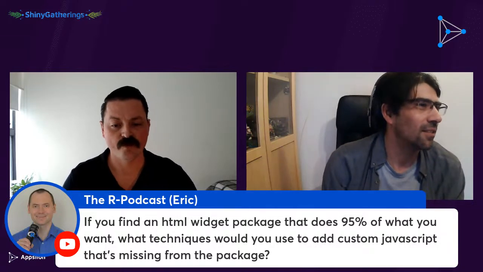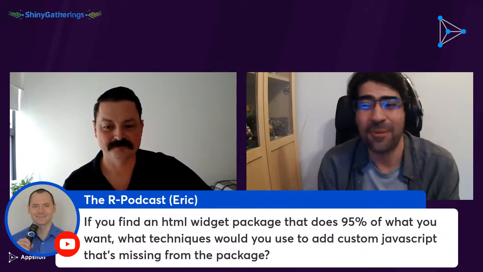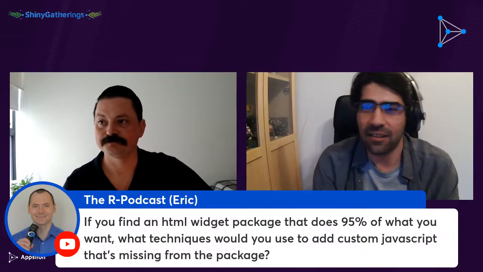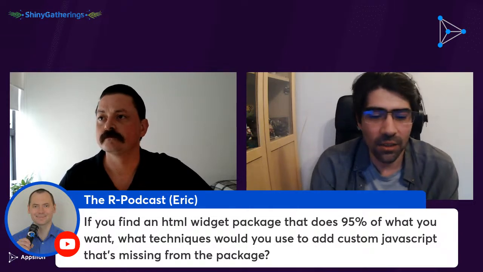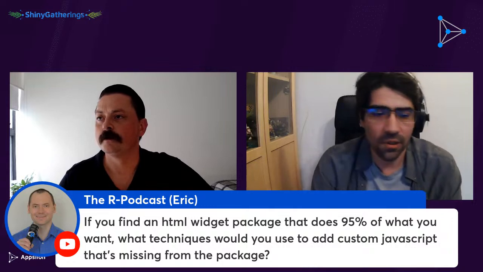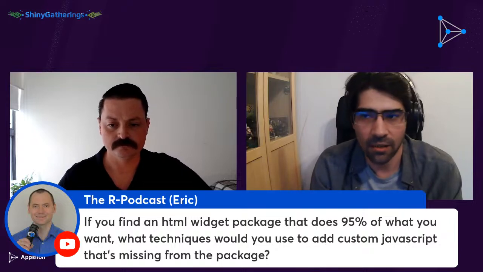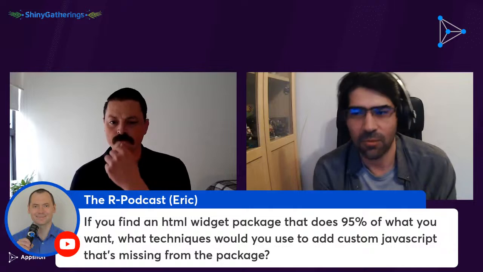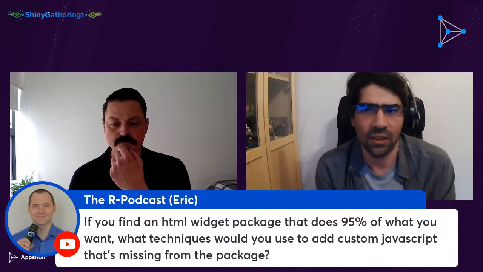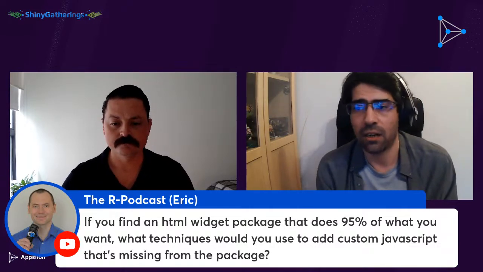Okay, so the first one is, can you make a PR? So we are in R, so open source and everything. So if you can add this functionality directly to the package, this is definitely something that I would recommend. If this is not an option for some reason, you can always wrap your custom functionality in another package. So typically, it's not uncommon that we find a widget that does pretty much what we want, but it's missing either a bit of additional styling or maybe a bit of functionality, like Eric mentioned.